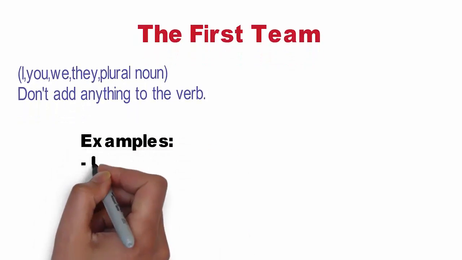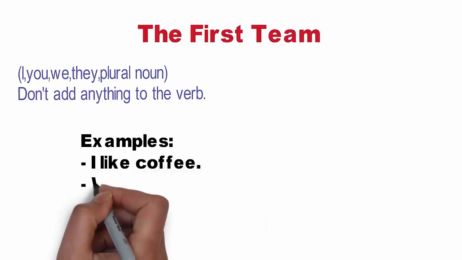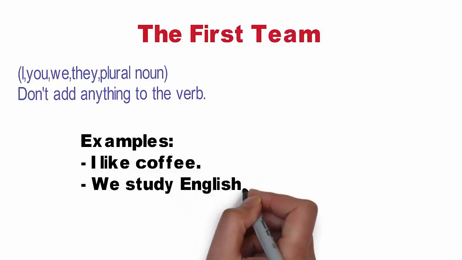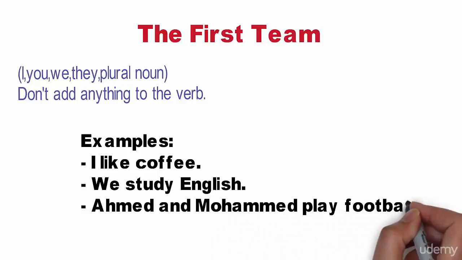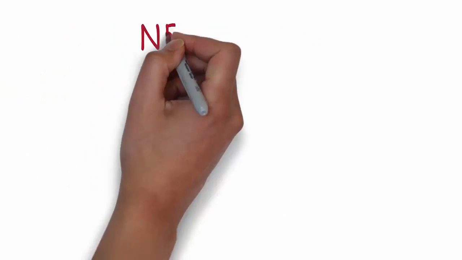Okay, for example, I like coffee. We study English. Ahmed and Muhammad play football. So as you can see, the verbs here are like, study, and play, and nothing has been added to the verbs. So you didn't say likes, you didn't say liked, you didn't say liking, you didn't say will like. You just put like as it is. Okay, so these are some examples of the present simple tense if the subject is one of the first team, like we said, if the subject is I, you, we, they, or a plural noun.